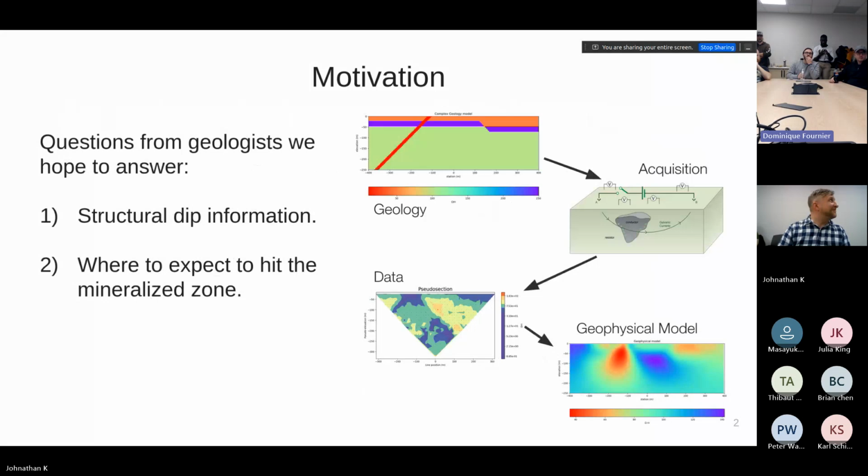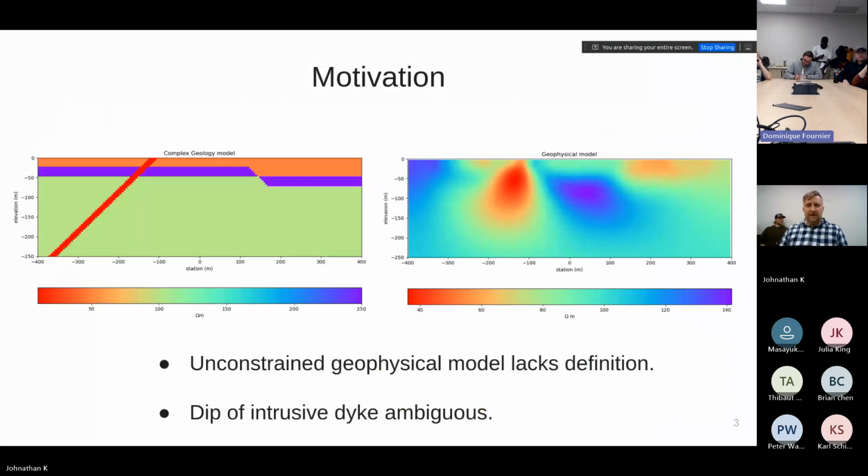Slide. There we go. As geophysicists, we hope to answer the geologists' questions, mostly about structural depth information and what are the mineralized zones? Where do we drill? To do that, we usually go out to somewhere that's hopefully geologically interesting. We acquire some data, we process that data, and then we produce geophysical models using geophysical inversion. But these unconstrained inversions lack definition. The dips are quite ambiguous, and you get a little blurry image. It's not a very clean picture.